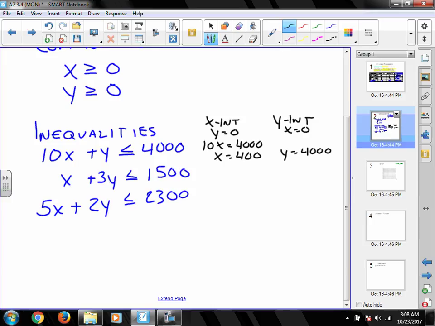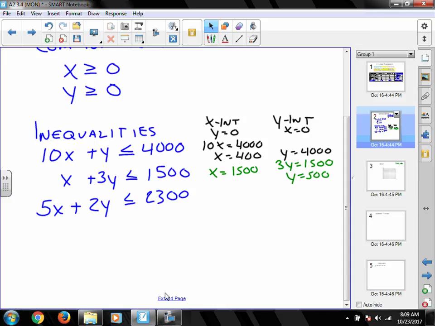Again, go through this one. I will work this one in green. So if y is 0, I get that x is 1500. And I know that if x is 0, 3y is going to be 1500, so y is going to be 500. And the last one, work that one in red, so everything I do for this line will be in red.